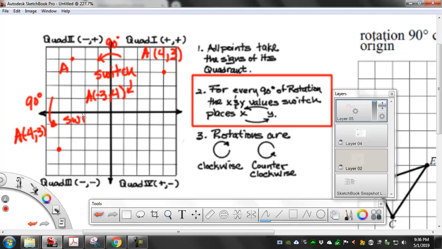And remember, they always switch. So as I go from quadrant number 3 to quadrant number 4, they're going to switch again.